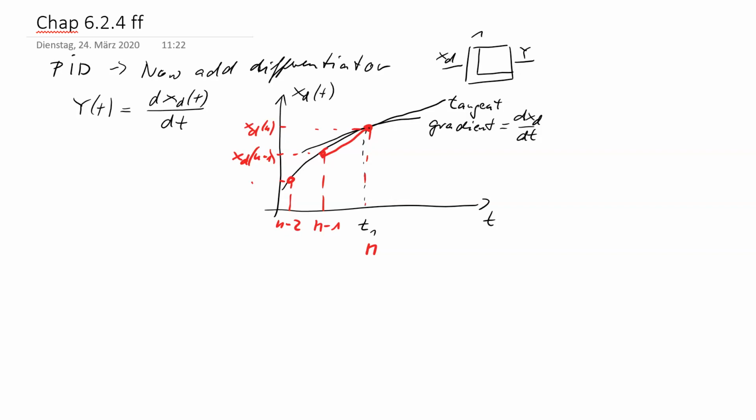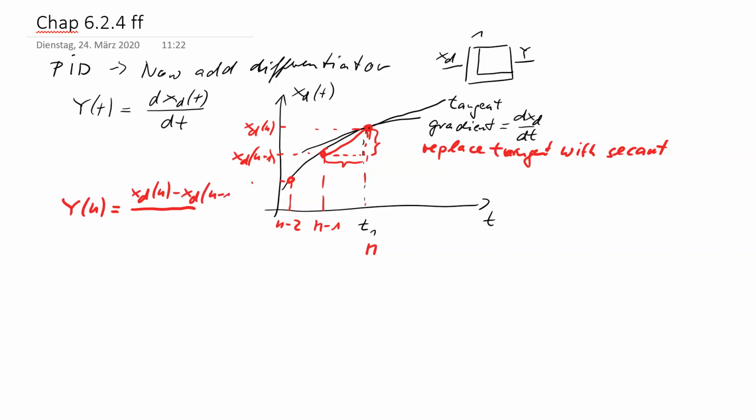So what we do is we replace the gradient of the tangent, or replace the tangent, with a secant. And the calculation is very easy. We can say, okay, output y of n is the gradient here, which can be calculated by the vertical piece divided by the horizontal piece. The vertical piece from there to there is the difference between the actual value xd of n minus the value one step before. And the horizontal difference between both points is our sampling time. Yeah, this is the sampling time.